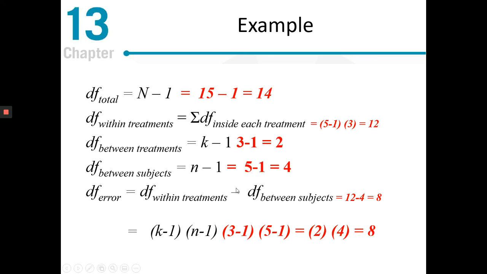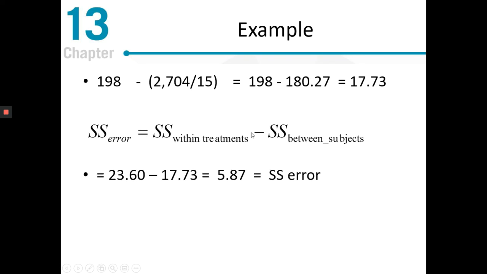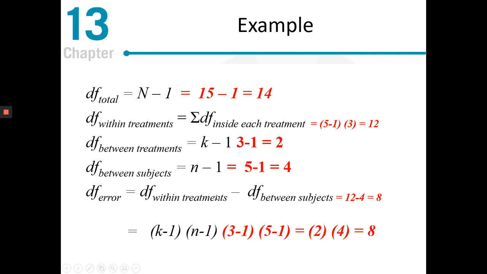And then we have the error. So error is always going to be within minus between subjects, in terms of degrees of freedom. So 12 was the within, and then 4 was between subjects. 12 minus 4 is 8. Alternatively, you could take k minus 1 times n minus 1. K minus 1 is 3 minus 1. N minus 1, and little n is the number of scores in each level. So that's 5 minus 1. So that's 2 times 4, which is 8. So you only have to do one of these unless you want to double check, but both of them come up with the same number.